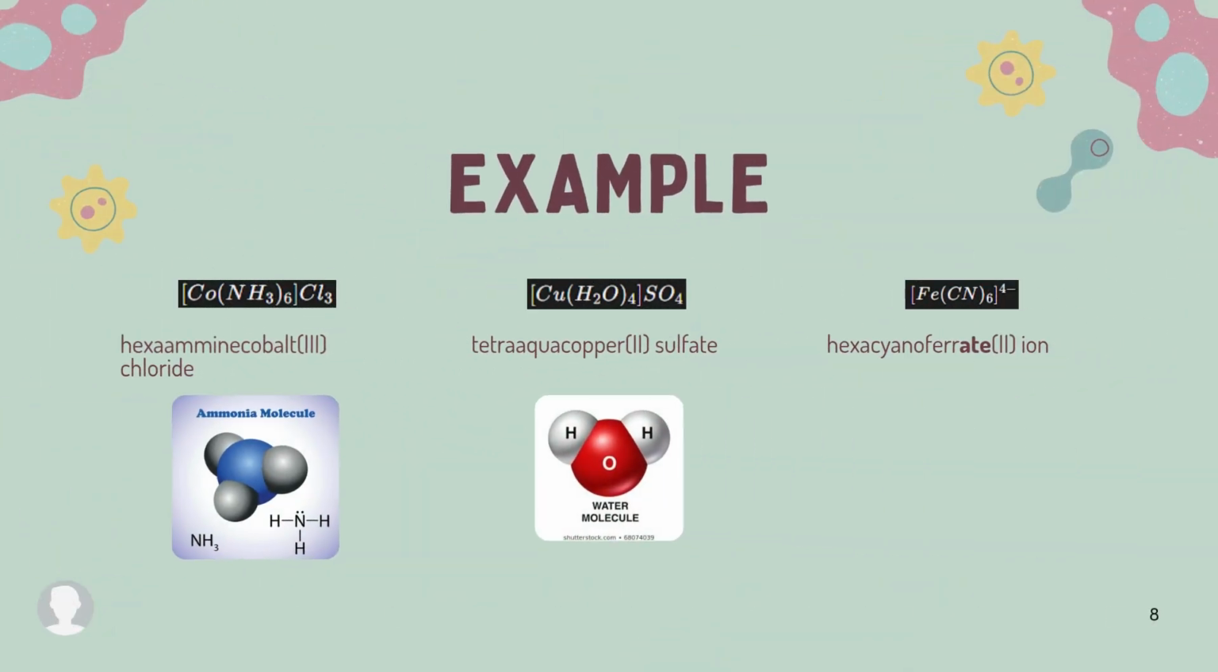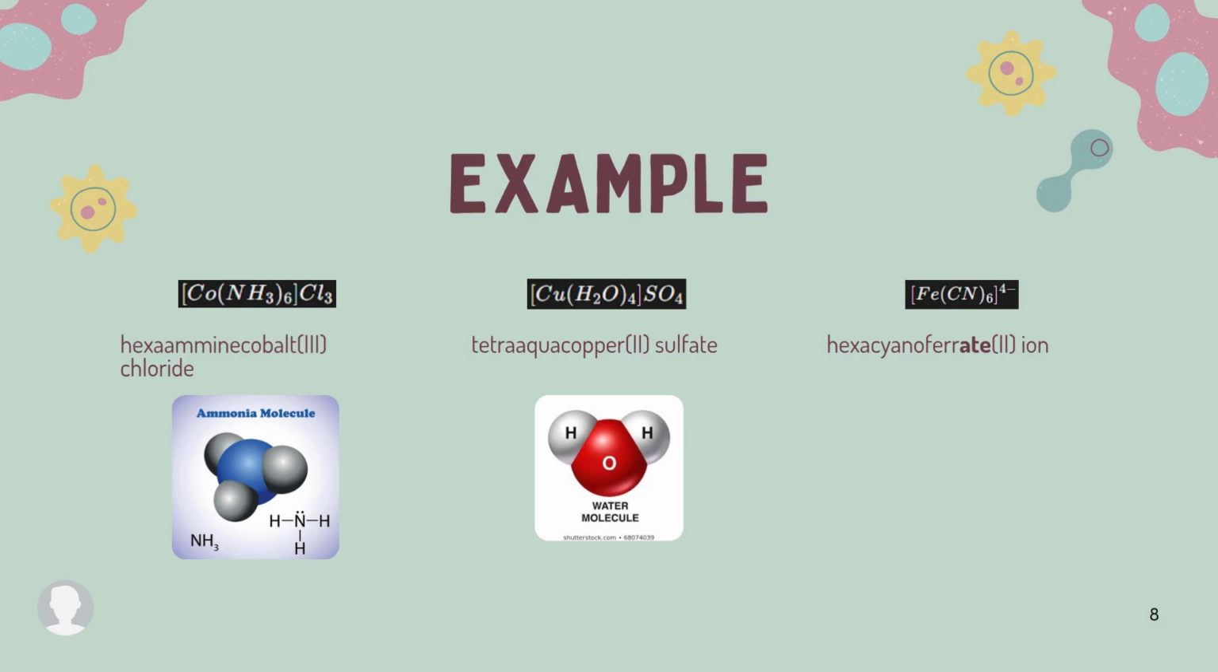Let's apply these rules in a few examples. First, there are six ammine ligands, so we say hexaammine. The central metal is cobalt. The overall complex ion has a 3+ charge, so the oxidation state of cobalt is +3. The counter ion is chloride, so the full name is hexaamminecobalt(III) chloride. For the second example, there are 4 aqua ligands giving tetraaqua. The metal is copper and the oxidation state is +2. The counter ion is sulfate, thus the name is tetraaquacopper(II) sulfate.